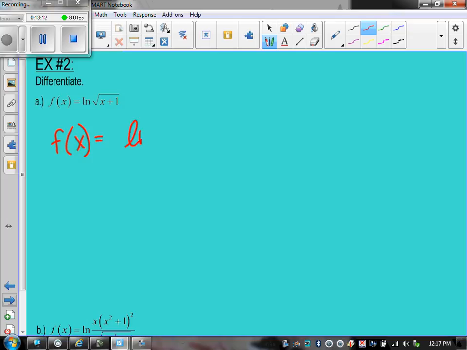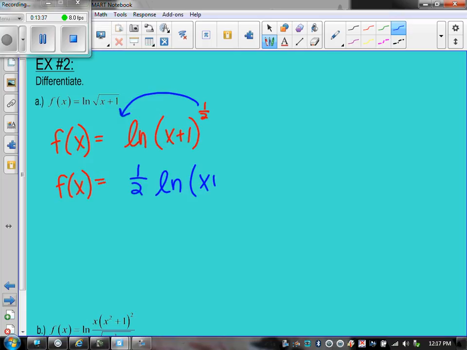Can I do natural log of x plus 1 to the 1/2? Could I still write it differently? Right now, the only thing that's to the 1/2 power is that little x plus 1. Isn't that like a little expanding rule with a little exponent on it there? So can I take this and bring it down? Can I call this really a 1/2 natural log of x plus 1 using my expansion rules?